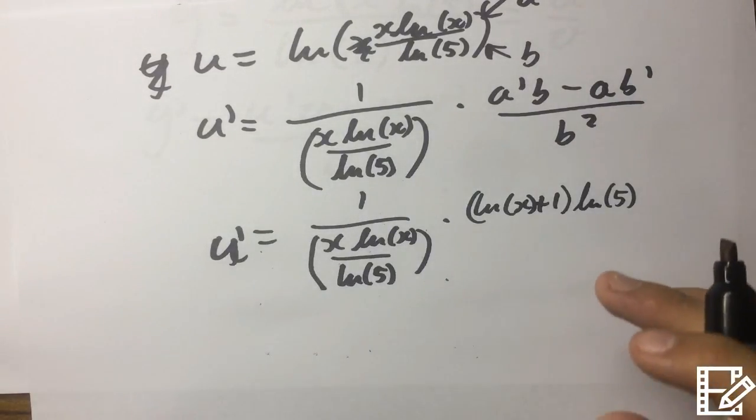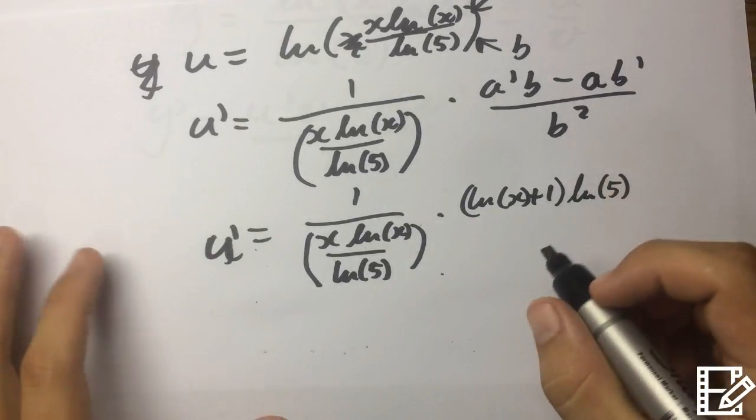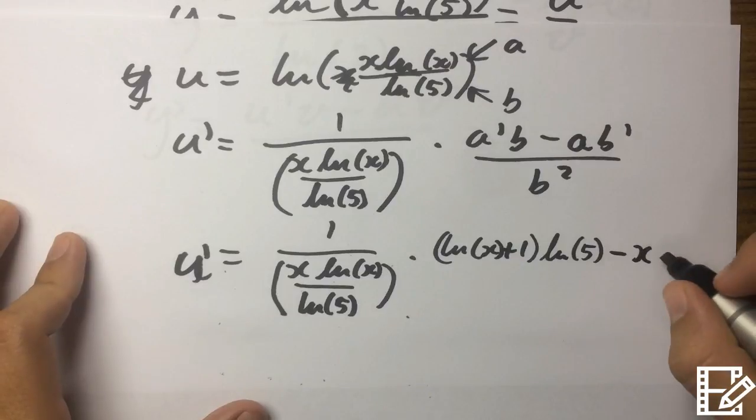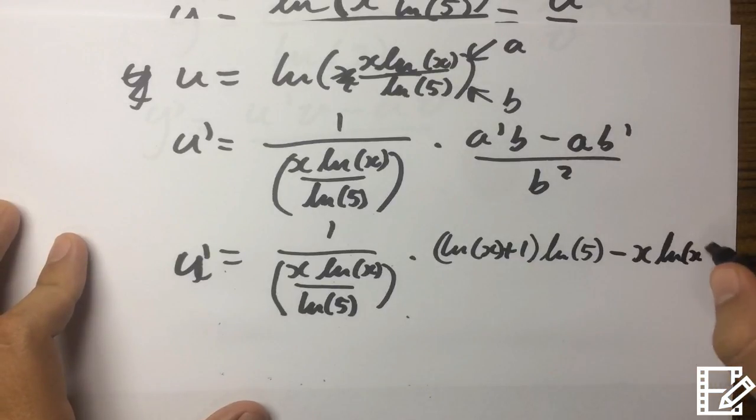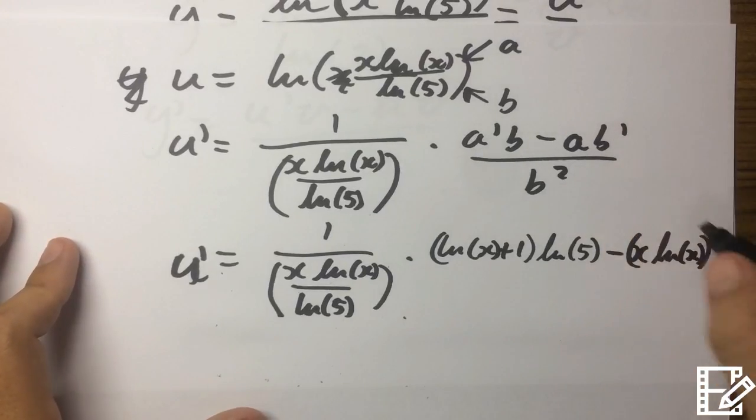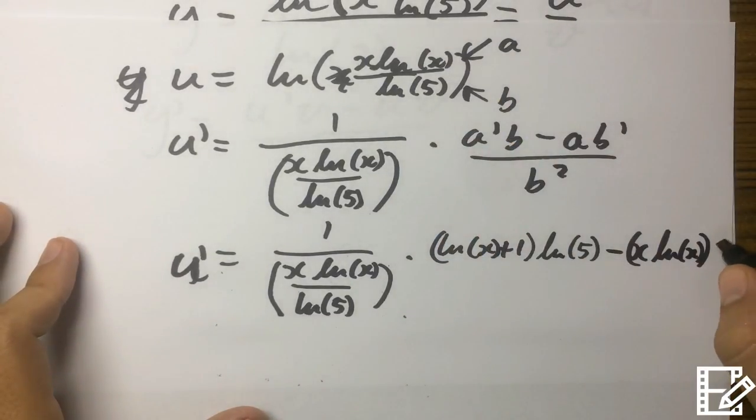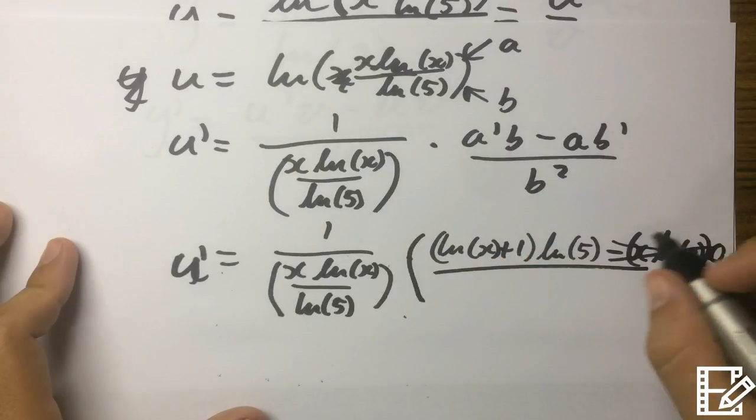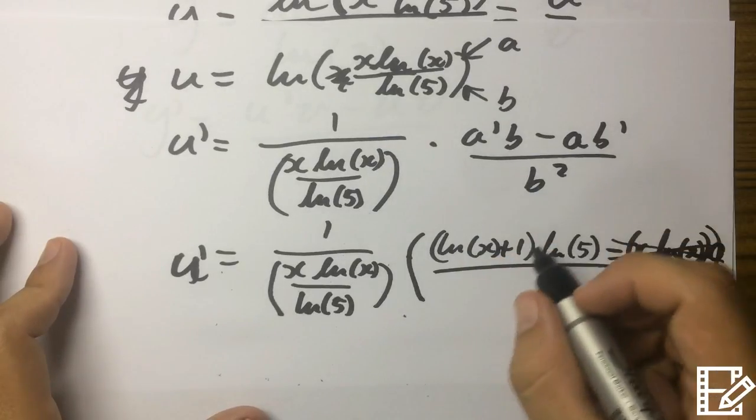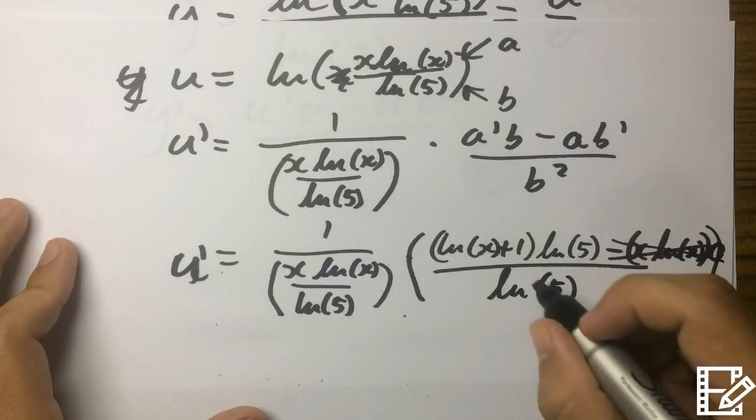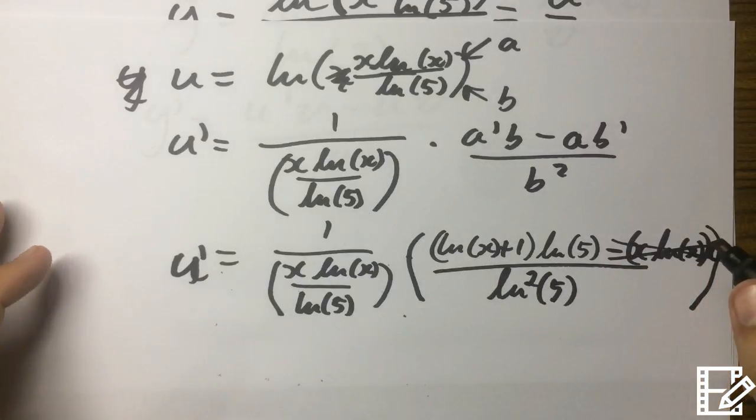And get rid of this for the meantime. Minus a, which is x ln x, multiplied by b dash. If b is a number, then it'll be multiplied by 0, therefore we cancel out this, because anything multiplied by 0 is obviously 0. Now, that's going to be all over b squared. That's b is ln 5, so that's going to be ln of 5 squared.